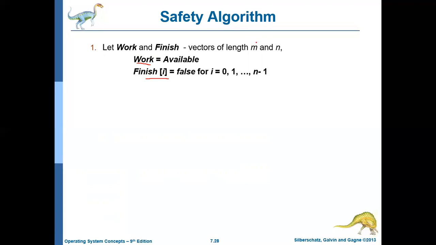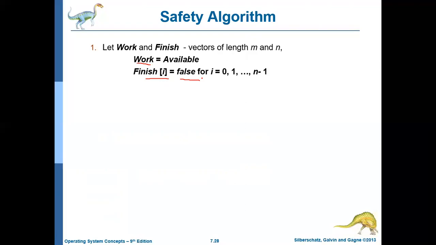So finish is a vector of length n. If there are n processes, then for all n processes, we are setting finish of i equal to false, for all i from 0 to n minus 1. Okay. Processes are numbered from 0 to n minus 1. Because initially none of the processes was completed. So initially we are setting finish as false.